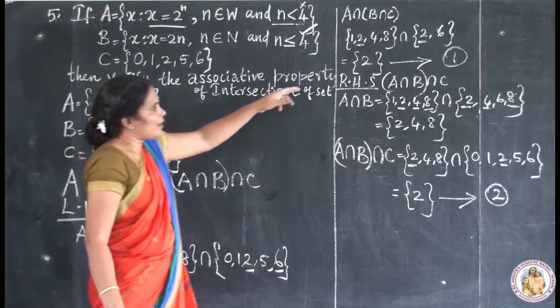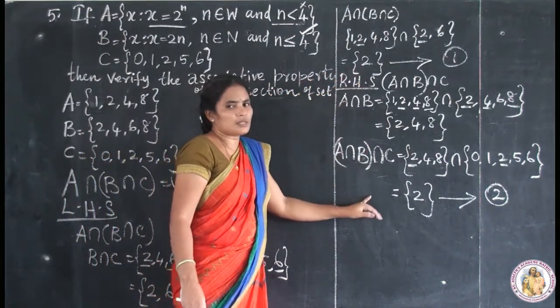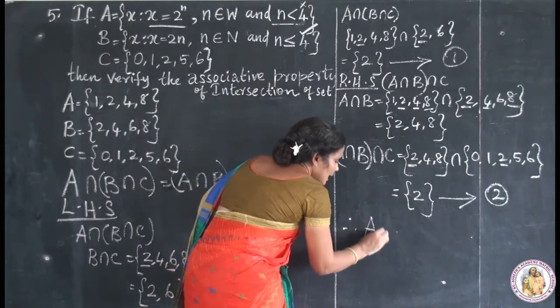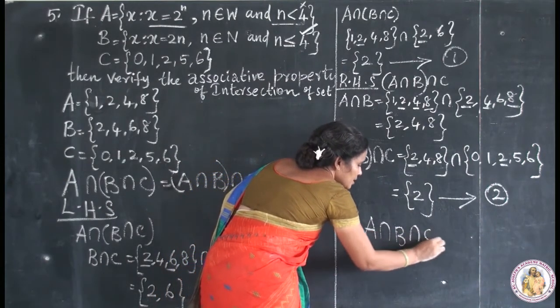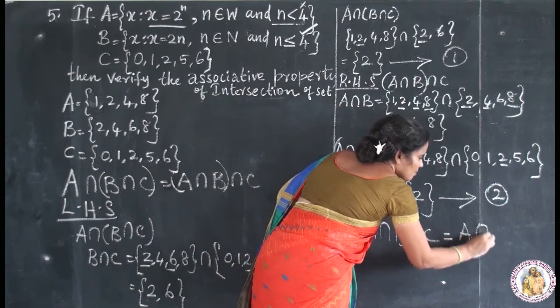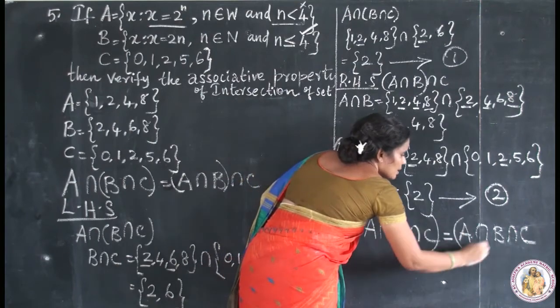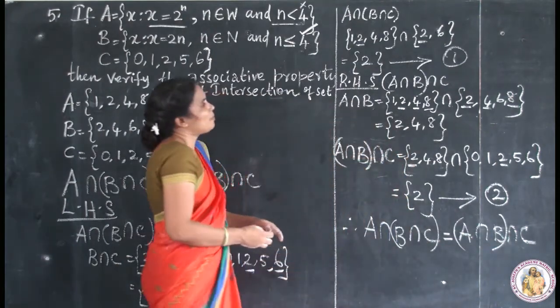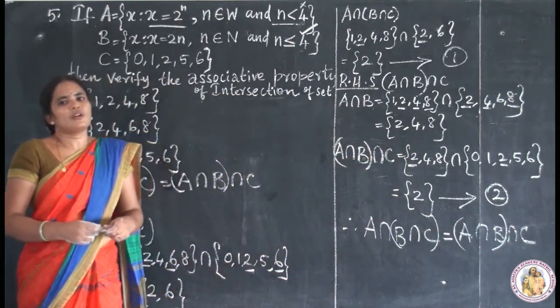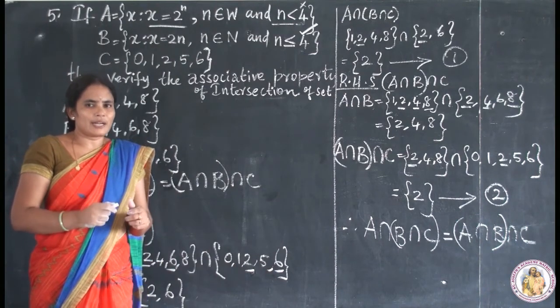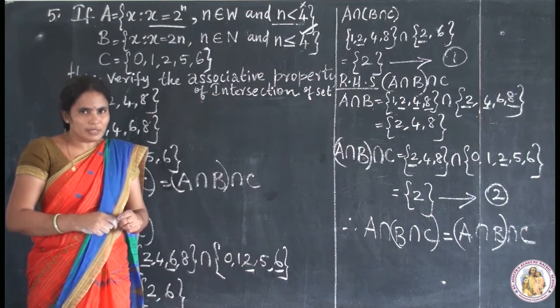For LHS we have element 2 and for RHS also we got 2. So therefore A intersection B intersection C satisfies the associative property. And students, this is one of the very easiest exercises where you can score marks. So practice well so that we can carry on to the next exercise.